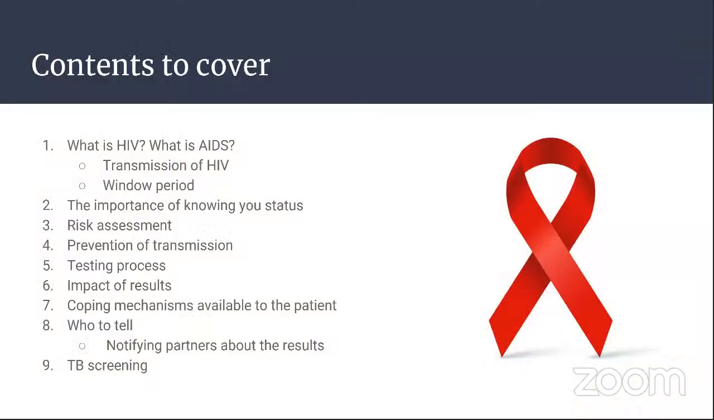So what we're going to cover with pre-test counseling is a basic definition of what HIV is, what is AIDS, the transmission of HIV, the window period, the importance of knowing for the patient to know their status, a risk assessment of your patient. We want to encourage prevention of transmission, explain what the testing process is, and what the impact of the results could be for the patient. We also want to evaluate the coping mechanisms available to the patient and explore who they should tell, because as we know, notifying partners is most important. And then, of course, TB screening, as we need to.